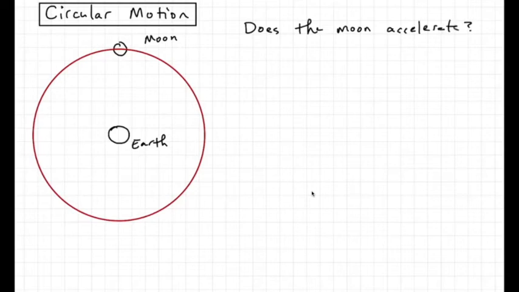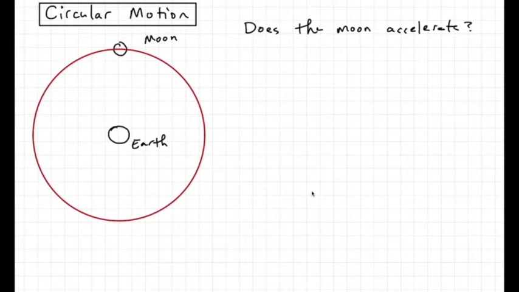Well, there's a couple ways to think about this. In some sense, it seems like a confusing question because the speed of the moon stays pretty much constant. It doesn't change its speed as it paths across the sky for us, apparently.